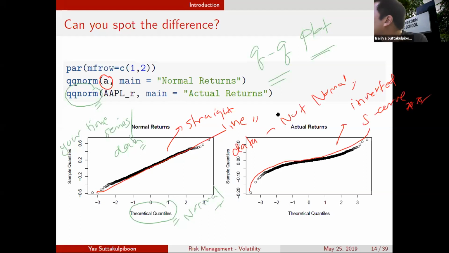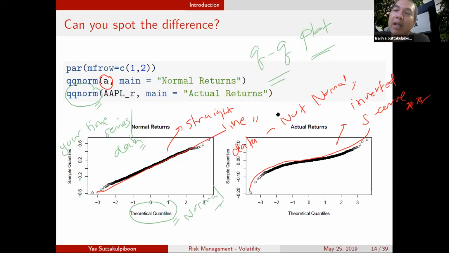I hope you can see. Okay, yeah, it looks like an inverted S curve. Therefore, you can basically conclude that if it's not a straight line, then it's not normal, right? If you look into more detail, why is it inverted? You can Google it, right? But this is another very nice and clean way to visualize whether or not your series are normal.